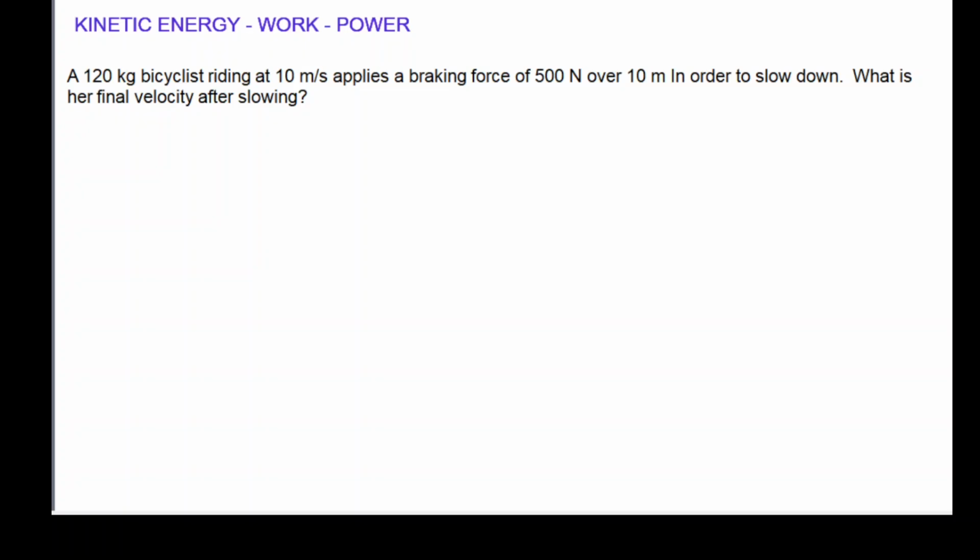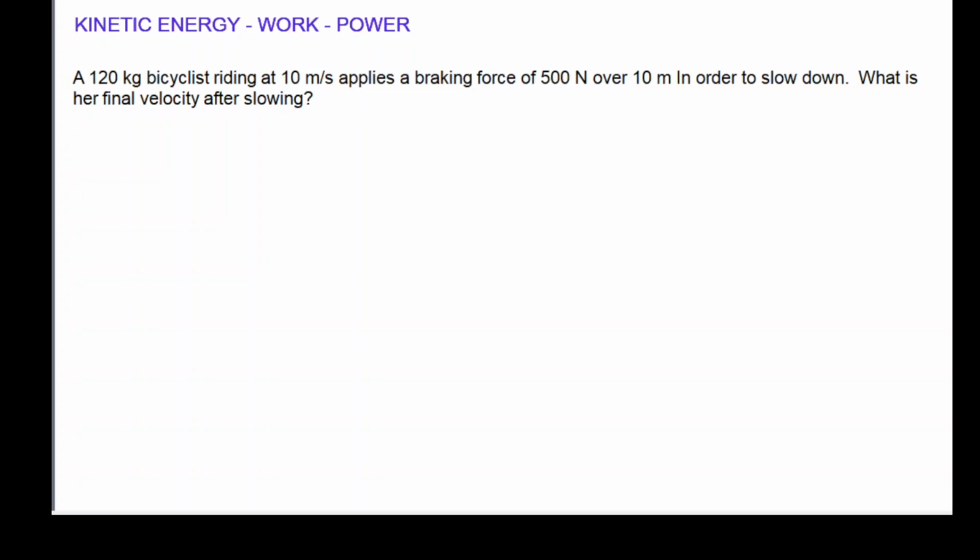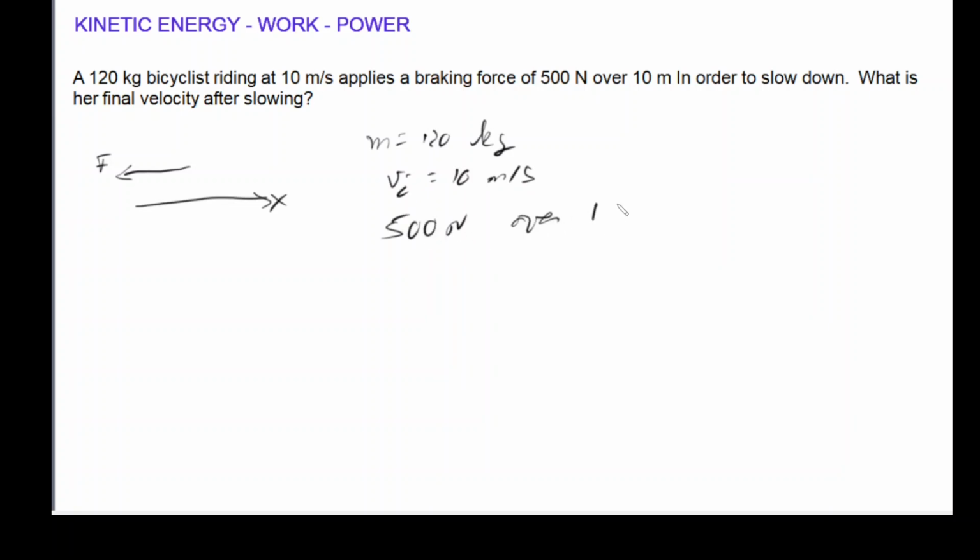Now for the first problem. A 120 kilogram bicyclist riding at 10 meters per second applies a braking force of 500 newtons over 10 meters in order to slow down. What is her final velocity after slowing? So we have a bicyclist moving in that direction, x, and she's applying a braking force, which is a force in this direction that slows her down. Her mass is 120 kilograms. Her initial velocity is equal to 10 meters per second. She applies a force of 500 newtons over 10 meters.